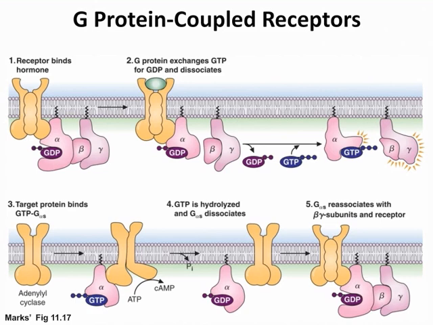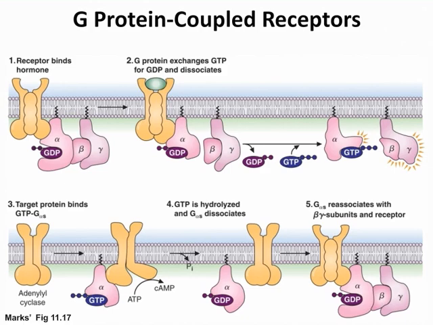So in step 2, the G protein is going to exchange GDP for GTP, and that's going to cause dissociation of the G protein. So if you look to the right, the alpha subunit now has GTP on it because it exchanged it for GDP, and now it's by itself.